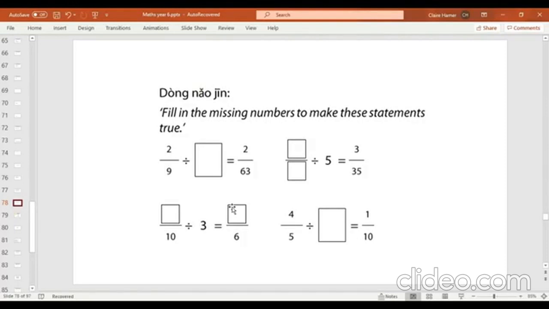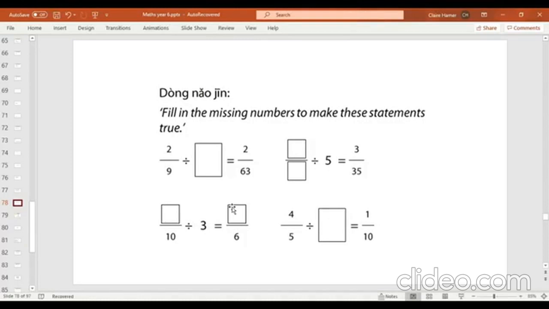Now I'm not looking at the numerators because they're the same. I'm looking at the 9 and the 63. I'm thinking, what do I multiply 9 by to get 63? 7. It must be 7. I'm going to just check that. Because who remembers, what is it?